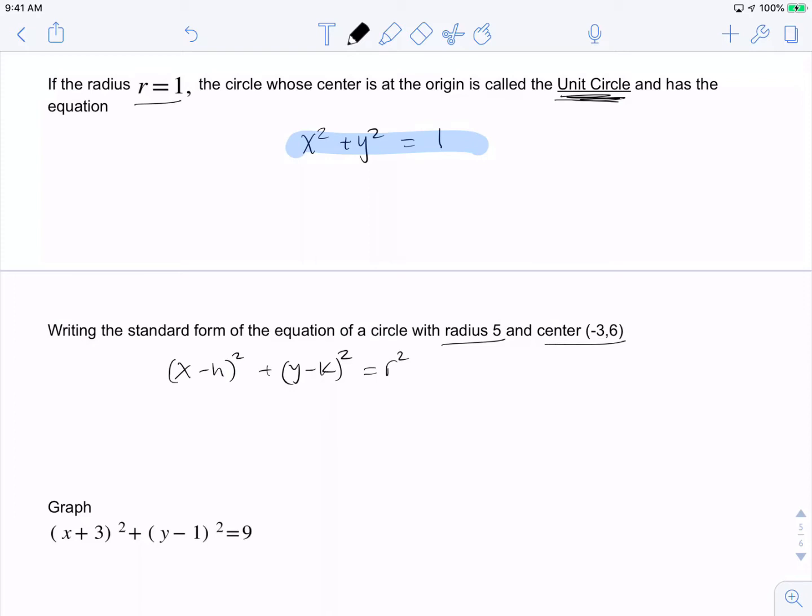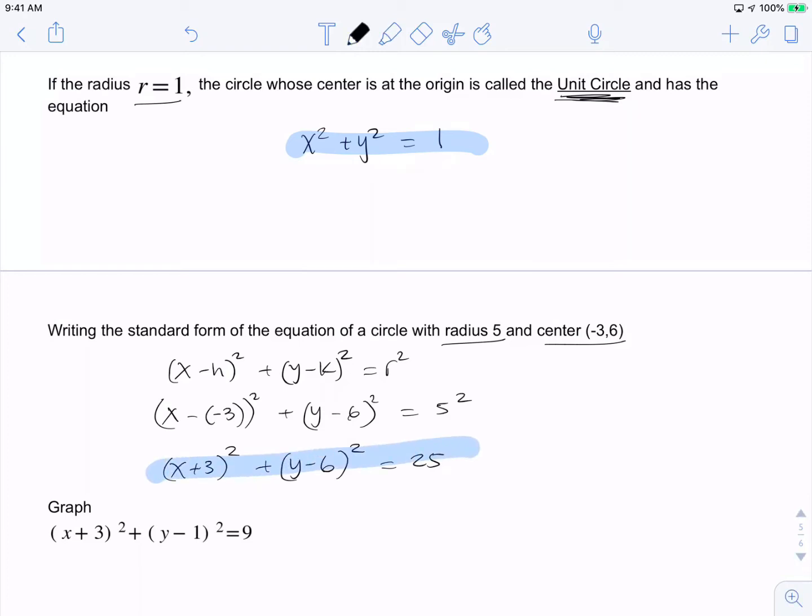Now, this is something that I try to do always. When I do problems, I write the formulas that I know that are used for the problem so that they become embedded in my brain and I remember them. So we know that our h is negative 3, so that's going to give me x minus negative 3, that quantity squared, plus y minus 6, which is the y, that squared, is going to be equal to 5 squared. So then that's going to give me x plus 3 squared plus y minus 6 squared is equal to 25.